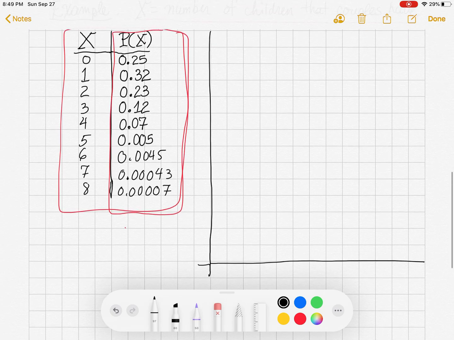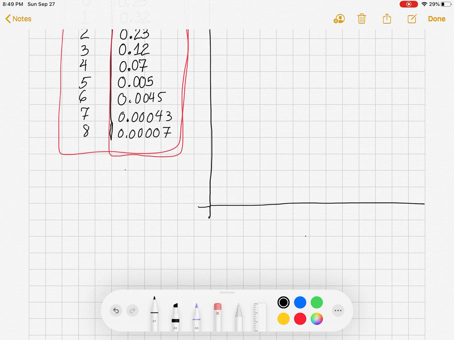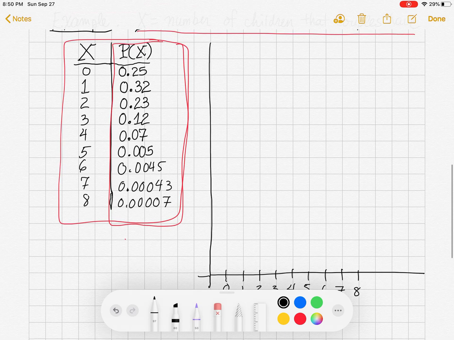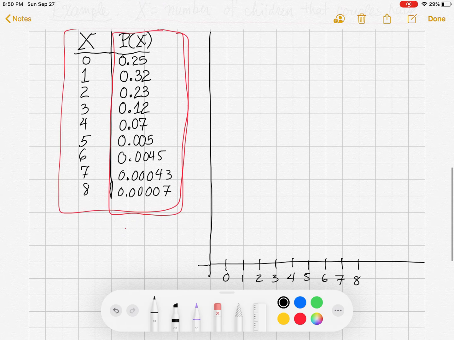So notice I have x goes from 0 to 8. So here on the bottom, I'm going to put my x. It's my random variable. And the values go 0, 1, 2, 3, 4, 5, 6, 7, 8. And my p of x. Let's see, it goes up to 0.32. We should probably go to 0.35.